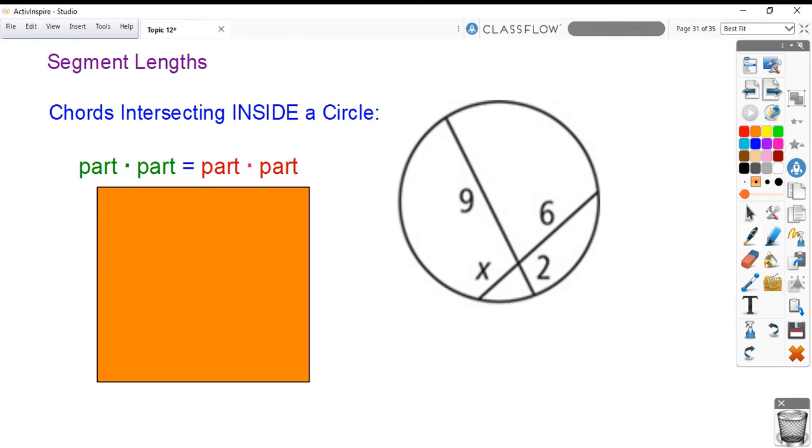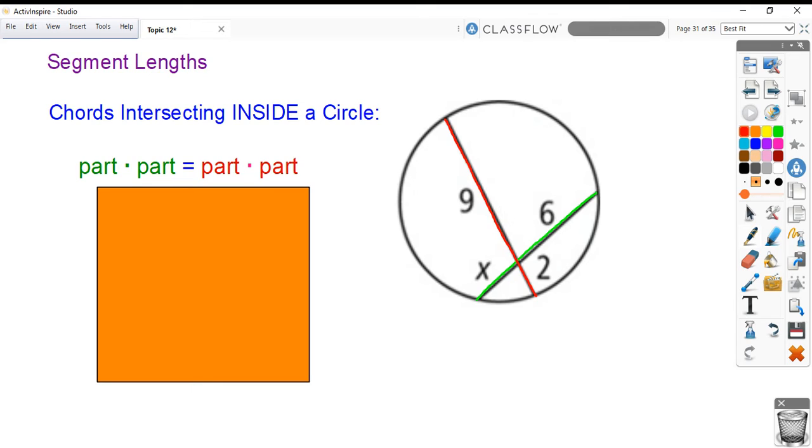From here until the end of the notes, we're going to have a couple more theorems, a couple more rules, and we'll show you how they work and how they look in a couple of different diagrams, okay? So our first one is talking about segment lengths. This is talking about chords that intersect inside of a circle. When I look at this one, I'm looking at this chord right here, and I'm looking at this chord right here. We've got a green chord and a red chord.